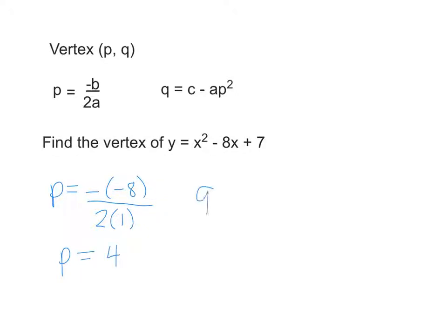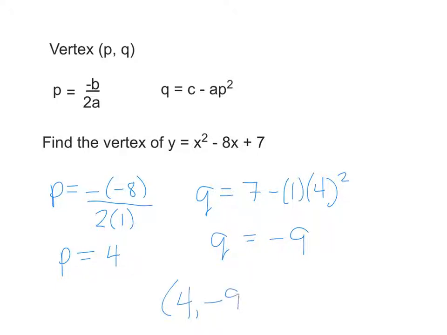And then we can find q. We have to do p first because we need the p value to find the q value. So we'll take c, which is 7, minus a, which is 1, times p, which is 4, squared. And that works out to, remember the order of operations, you have to do the squaring first. So 4 squared is 16. Multiply that by -1, -16. 7 minus 16, -9. So the vertex of y equals x squared minus 8x plus 7 is at 4, -9.